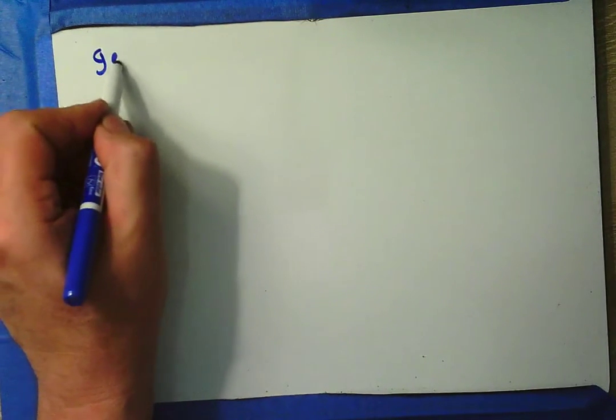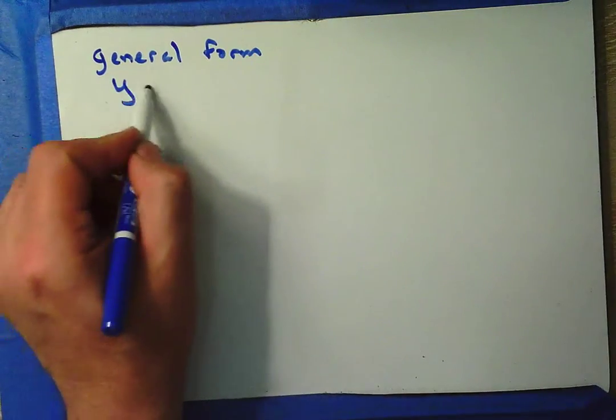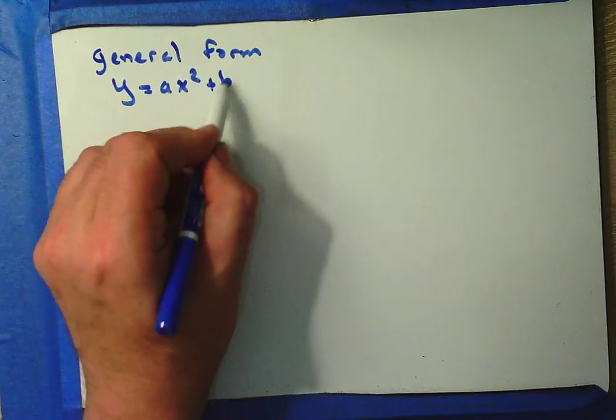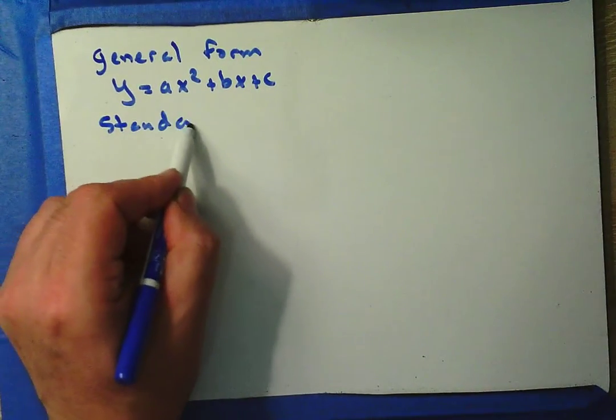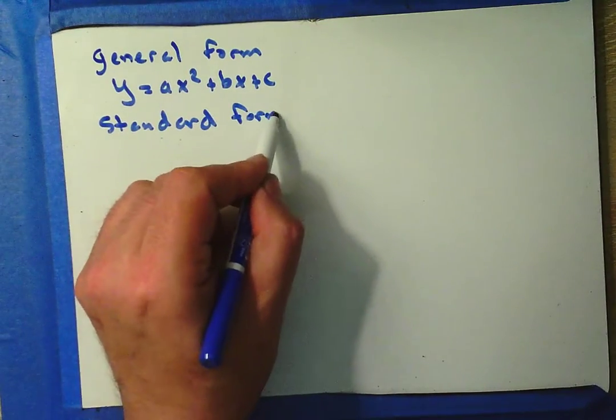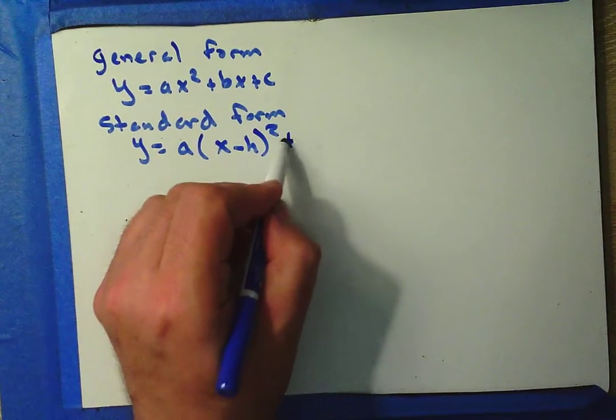Hey everyone. So we want to talk at the beginning of this polynomials unit about graphing quadratics three different ways because there are three different forms. There's our general form, y equals ax squared plus bx plus c. There's our standard form, y equals a(x minus h) squared plus k.